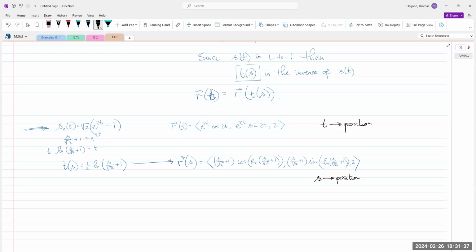Okay, now let's do more problems. Another example. Suppose we have R(t) equals e to the t, e to the t sine t, and e to the t cosine t. Basically, this is e to the t times 1, sine t, cosine t.